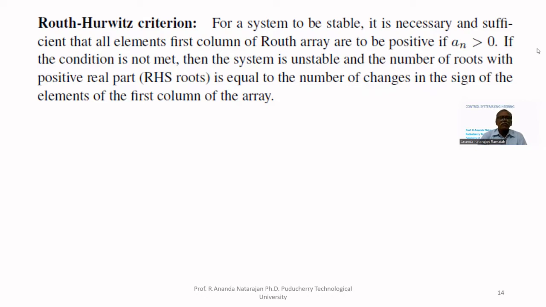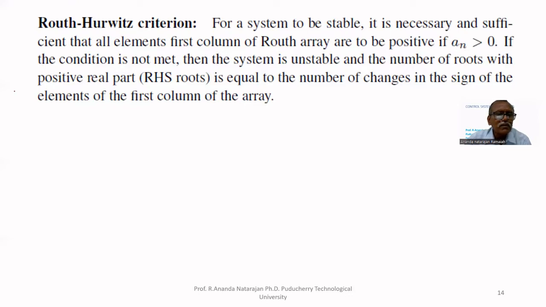The Routh array is an array of numbers formed from the characteristic polynomial. Suppose it is like a matrix. If the first column of the Routh array doesn't have any sign change, then the system is said to be stable. Now we will see the Routh array. Let us form the Routh array.